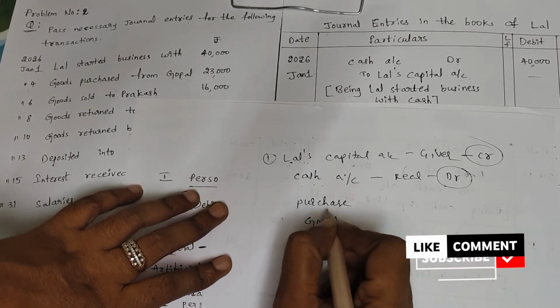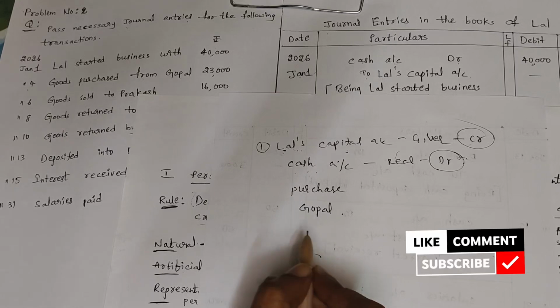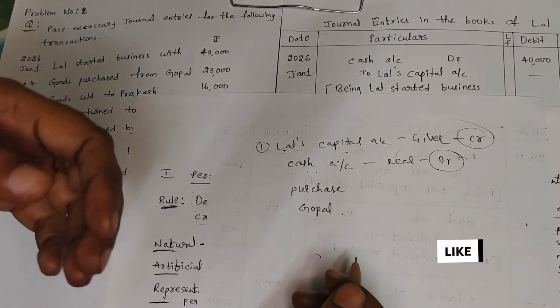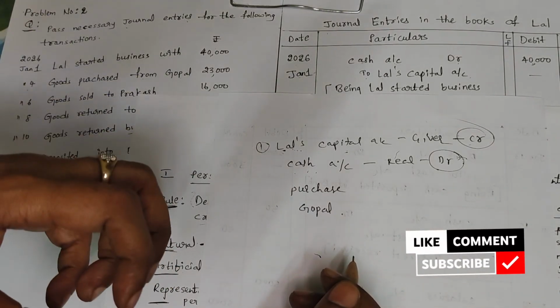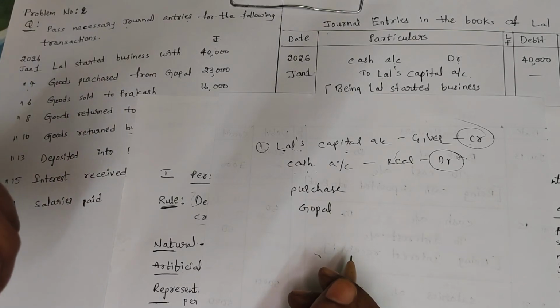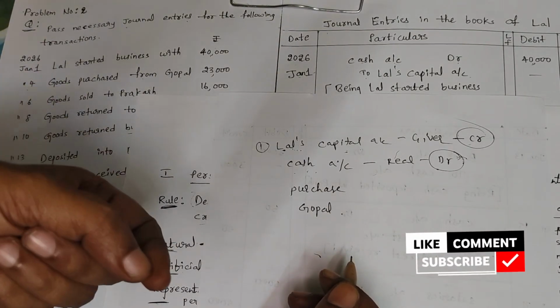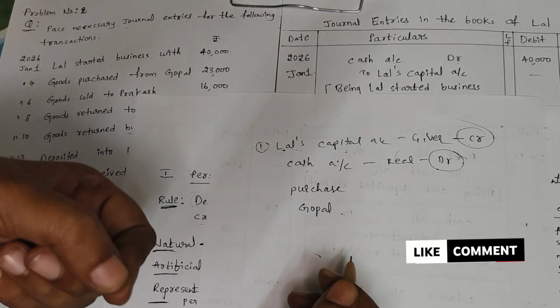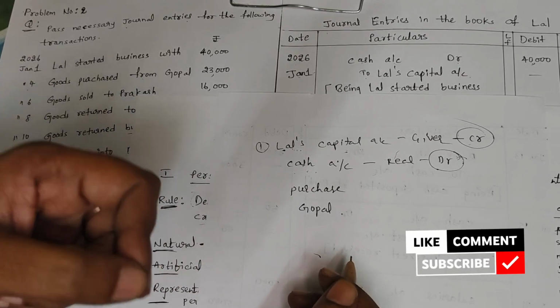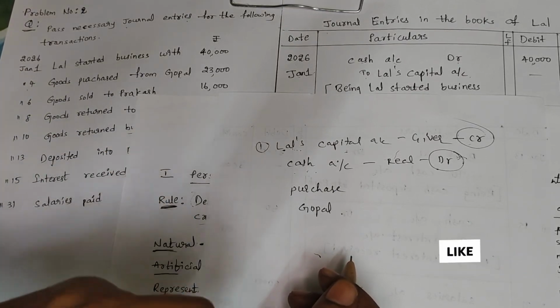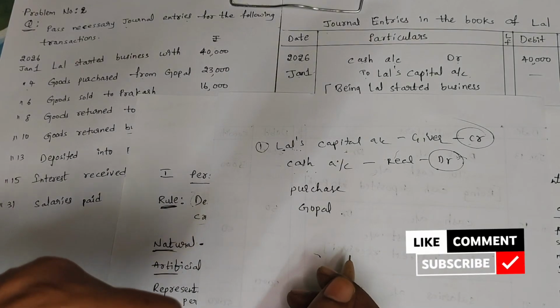Why are we taking these two aspects? Whenever you are purchasing or selling, whether there is cash or not, we have to check in the transaction. When you are not finding cash, but you are finding a person's name, whom you are selling to or from whom you are purchasing, then it is called a credit transaction. Okay, so what is the meaning here?